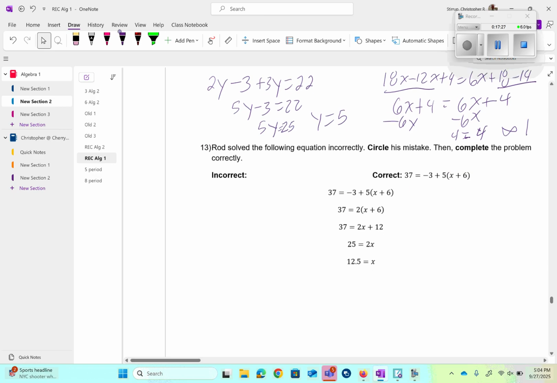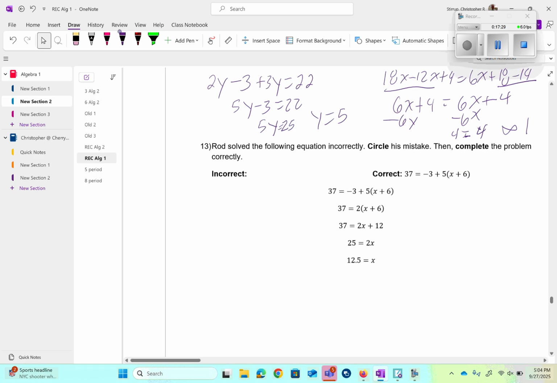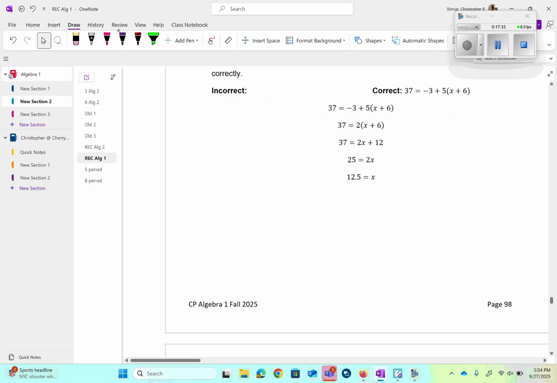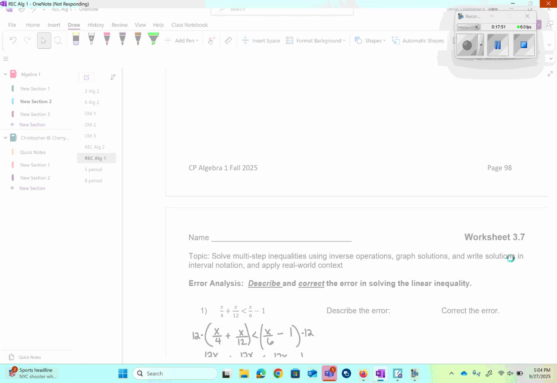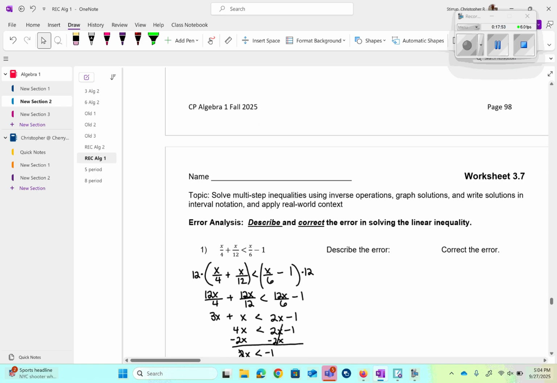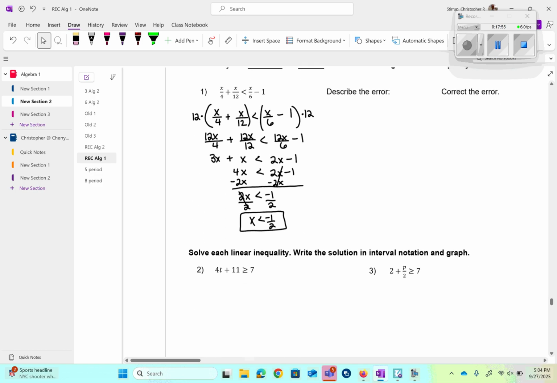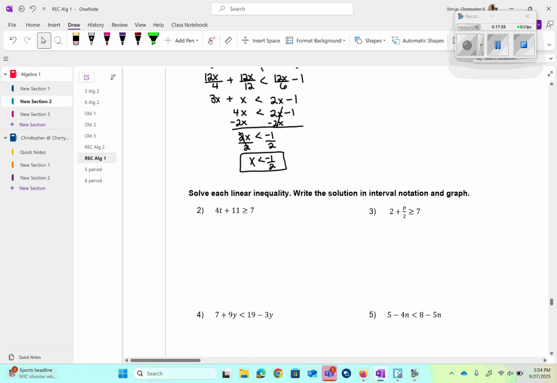Might want to ask your teacher to check on number 13. We're finding the mistakes, so double check that, see what they might have done wrong. This is our next lesson, so if you're continuing to watch the video, realize you might be into the following day's lesson. So take a look at your upper right-hand corner of your paper. Make sure you're at worksheet 3.7. This is just a worksheet to work on. And so it says describe the error. Talk to your teacher about that one.